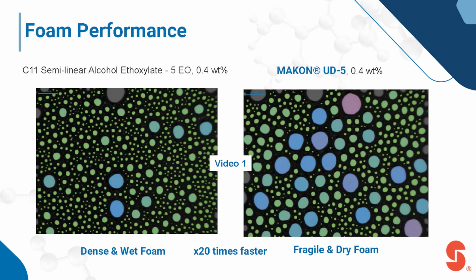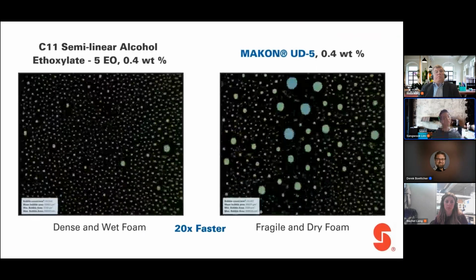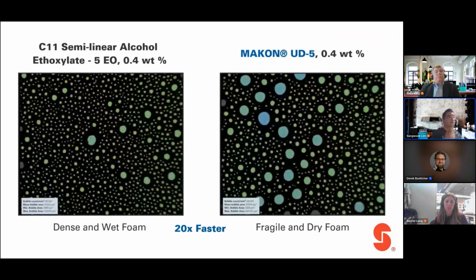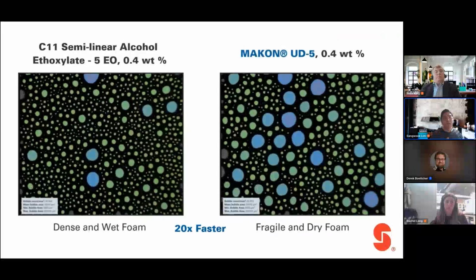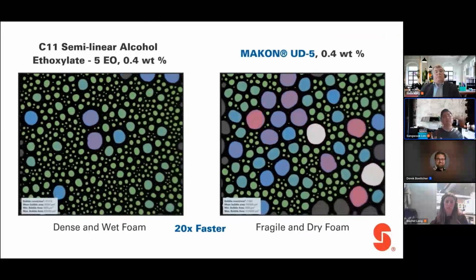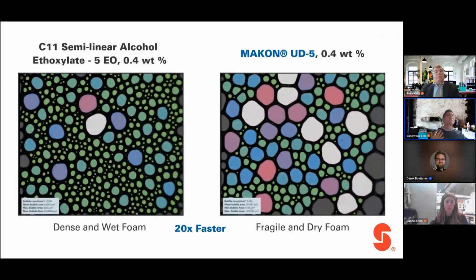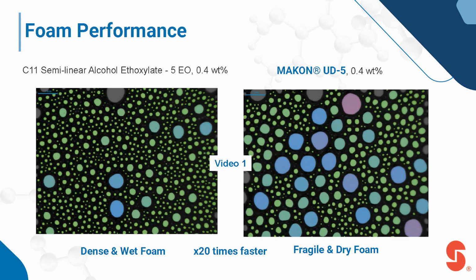So Derek, can you just play the video once? Yes, thank you, perfect. So as you can see, the liquid drains much faster and the bubble growth rate is much faster. You'll have much more fragile foam if you use the branched alcohol ethoxylate, not the semi-linear alcohol ethoxylate. Okay.